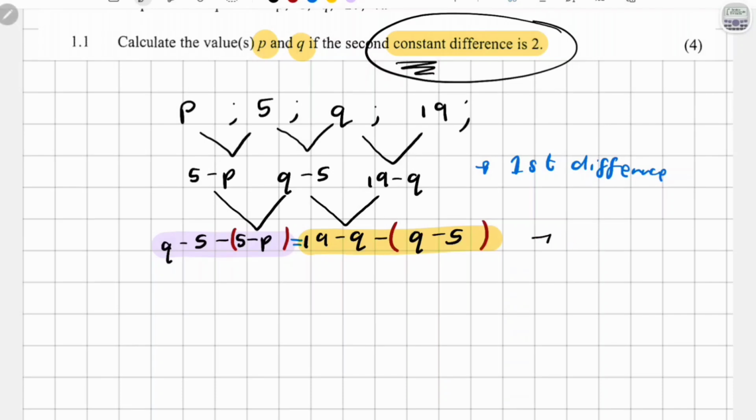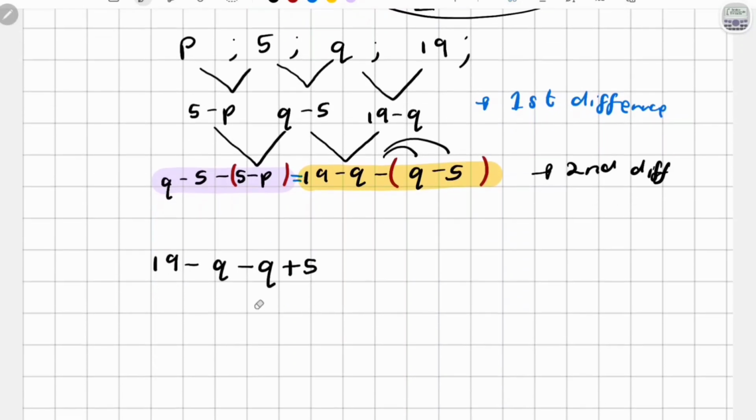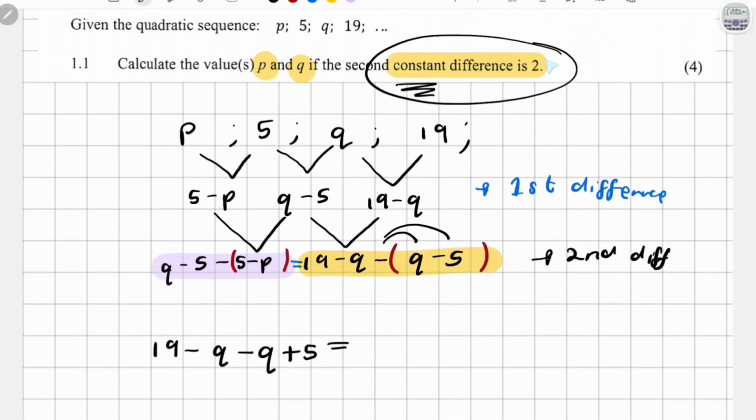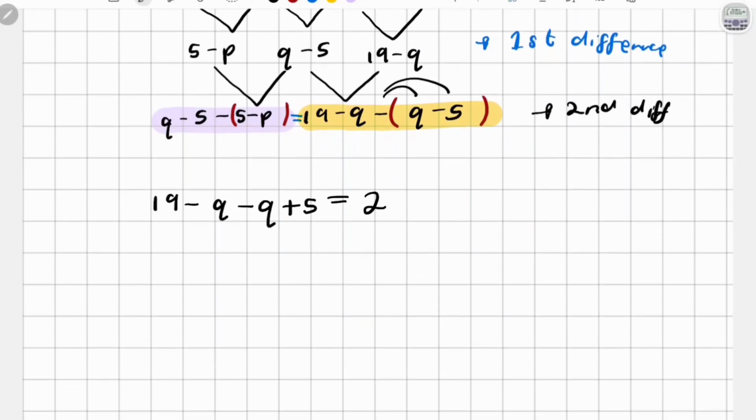Because we've found the second constant difference, I'm going to take one of the second constant differences, that is 19 minus q, and I'm just going to expand and distribute that. That's negative q and plus 5, right? I'm going to say that that second constant difference is equal to 2, because that is the second constant difference of this pattern. And then now I'm just going to simplify and really just solve for q.